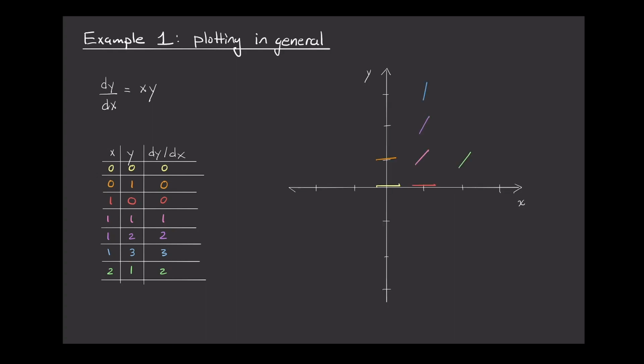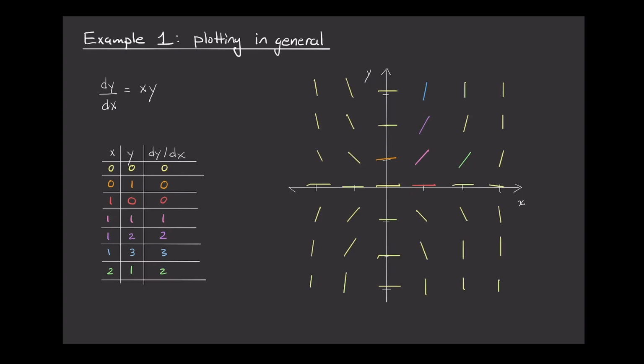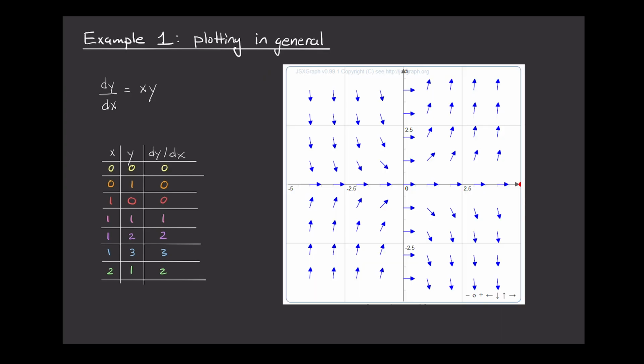Here we've drawn in all the slopes for the points we computed. Now let's fill out the slope field a little bit more by plotting some more slopes. Here's the slope field that's been filled in a little bit more. Now let's take a look at how a computer would fill this in. Here you can see the computer has drawn lines with arrowheads.